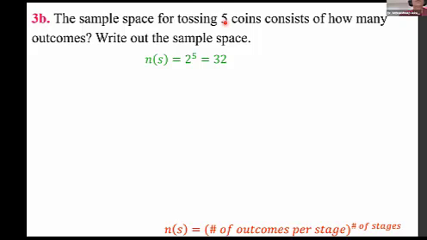There are 32 outcomes. To make sure everybody's following that, if you roll a die, there are 6 outcomes. If you roll it 2 times, it's 6 squared, 36 outcomes. If you do it 3 times, it's 6 cubed. So the number of outcomes per stage, raise it to the power of the number of stages.